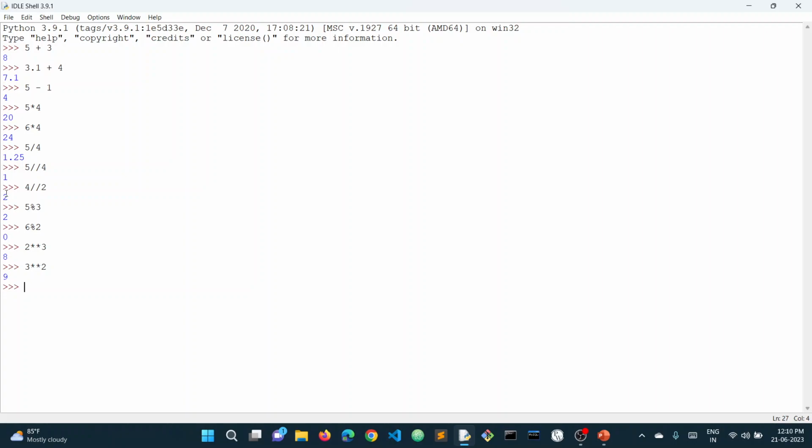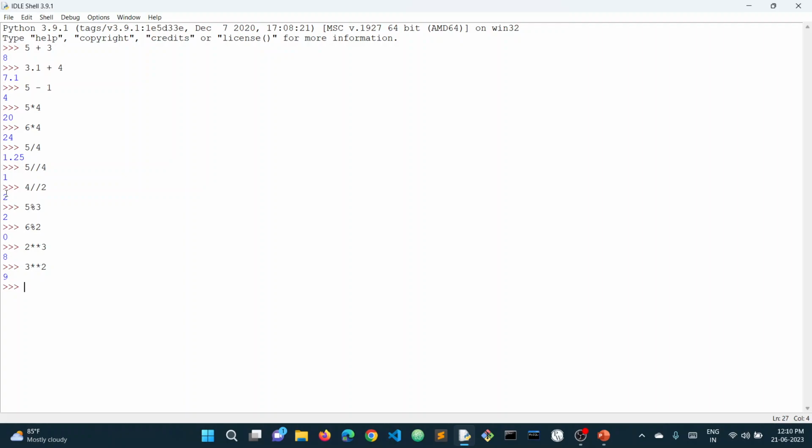Now coming to Python relational operators. Basically, Python relational operators are used to compare two numbers. For example, whether two numbers are greater than or equal to, or whether they are less than or not. So let us just learn by having some examples.